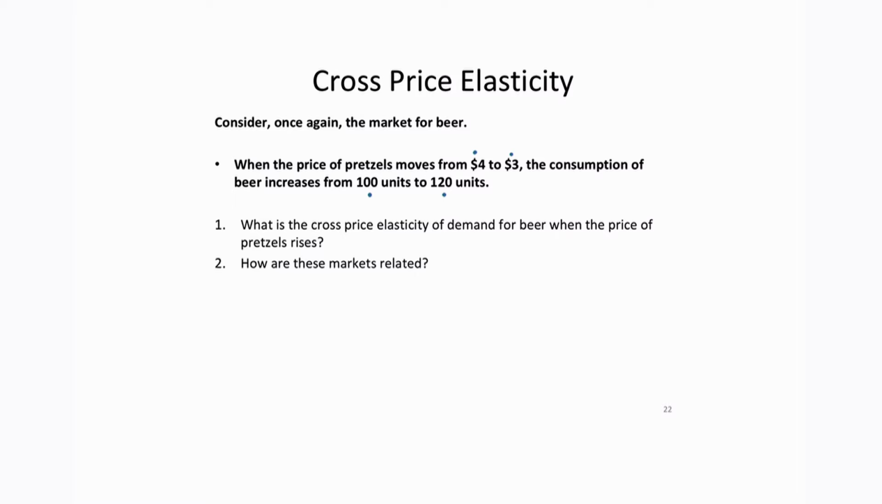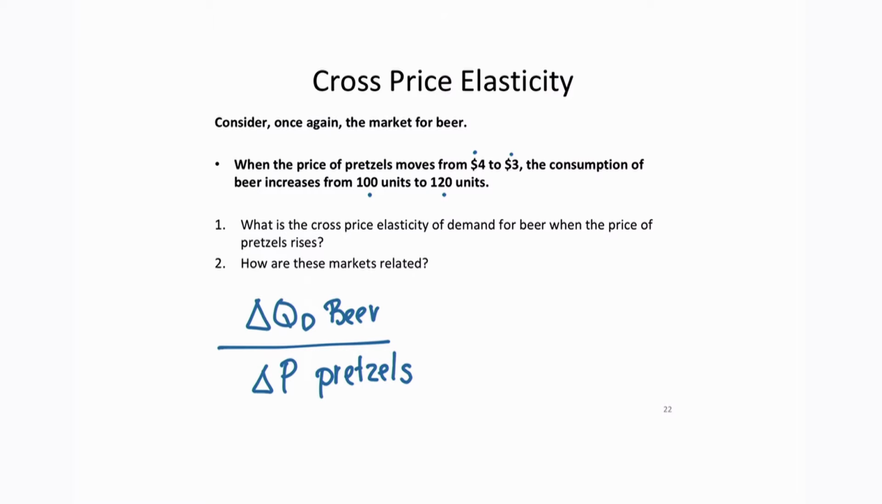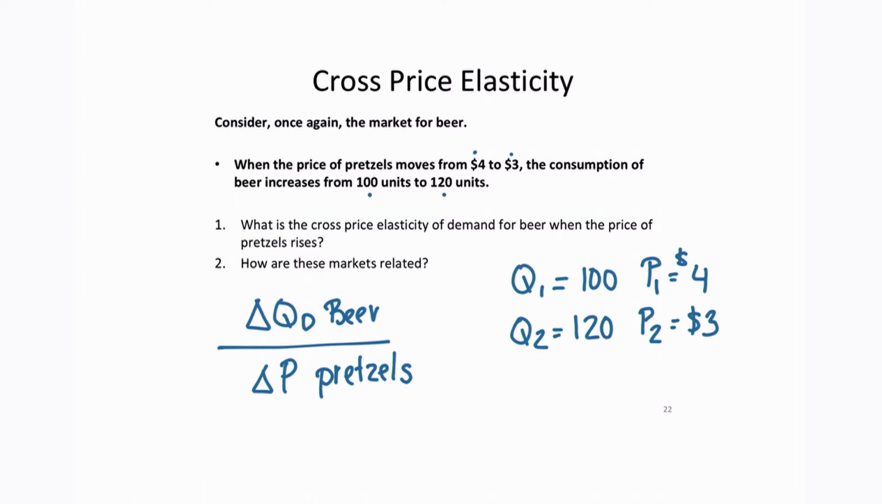So when we're calculating the cross-price elasticity of demand for beer, we're looking at the change in quantity demanded for beer divided by the change in the price for pretzels. Okay. Here, quantity 1 is going to be 100. Quantity 2 of beer is going to be 120. Price 1 of pretzels is going to be $4. And price 2 of pretzels is going to be $3. So let's plug in our numbers and calculate cross-price elasticity.